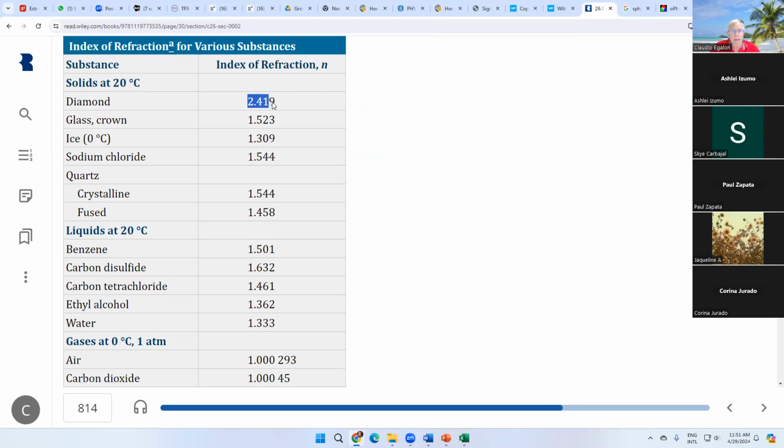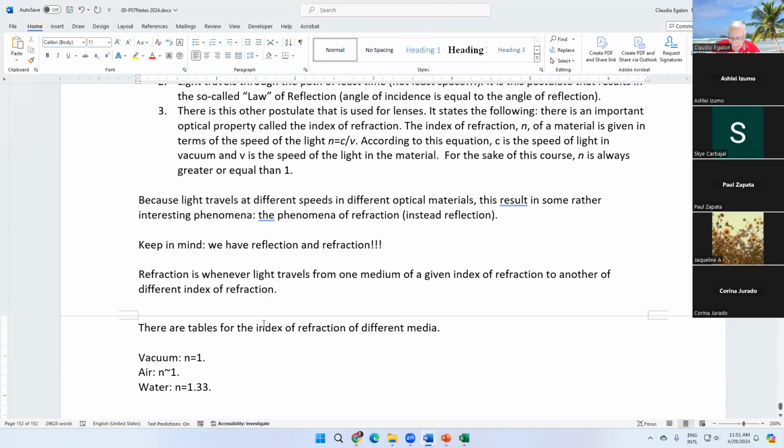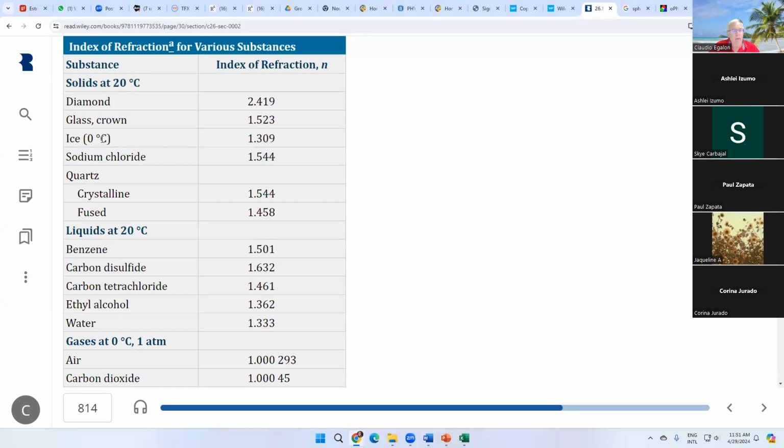Diamond: look at the index of refraction of diamond, it is very high. It means that light travels very slowly in diamond. There's another one, glass. Most glasses have a refractive index very close to 1.5. It's not difficult to memorize that either. Then you have other materials. Ice, which is solid water, 1.309. Liquid water, 1.333. Benzene has a relatively high refractive index.